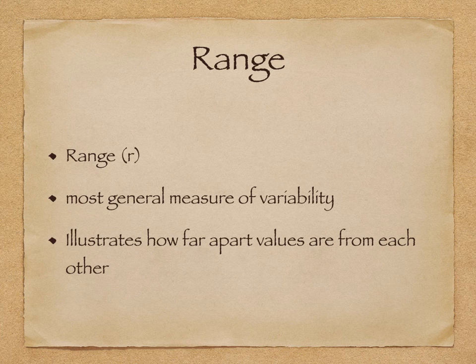The first measure of variability is range. It is indicated usually by a lowercase r. It is the most general measure of variability. It illustrates how far apart values are from each other. When would knowing the range be helpful in education?